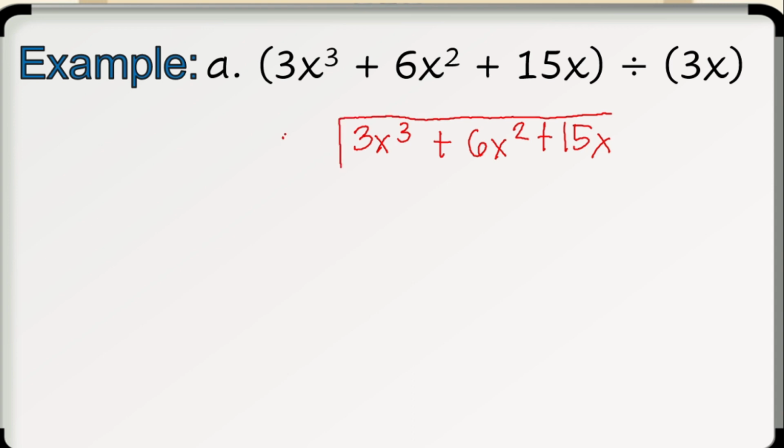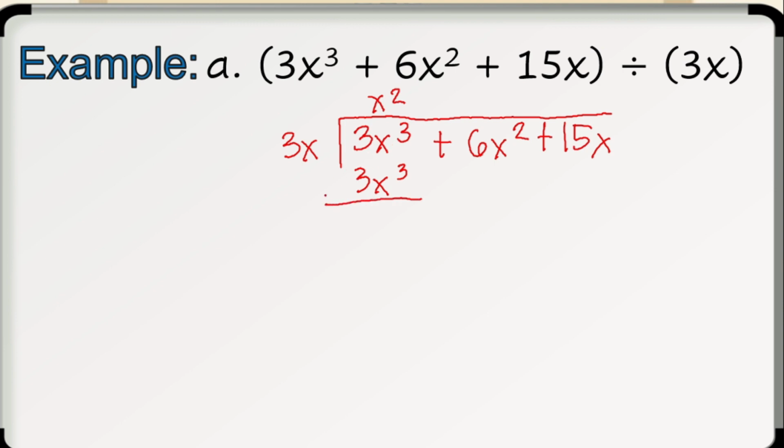This gives the first term of the quotient. We have 3x cubed divided by 3x is x squared. Multiply the divisor by the first term of the quotient. 3x times x squared is 3x cubed. Subtract the product from the dividend.